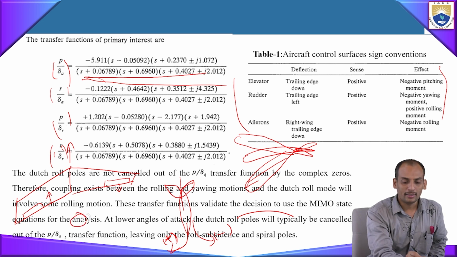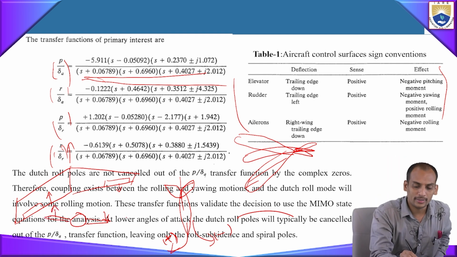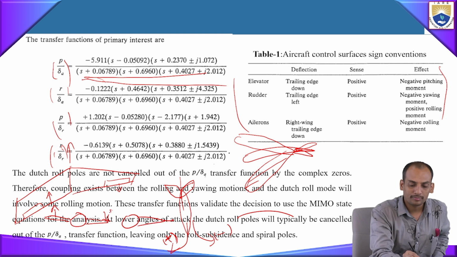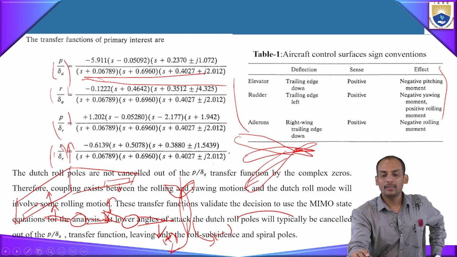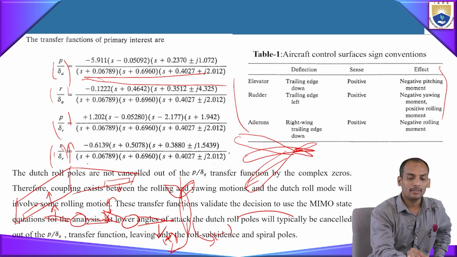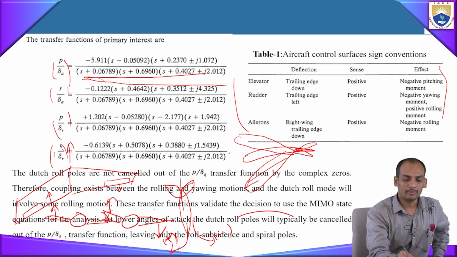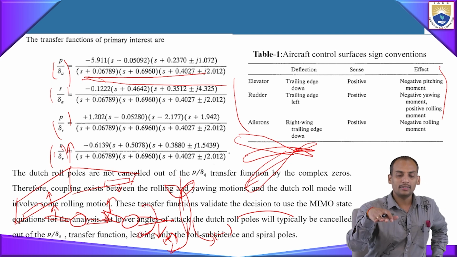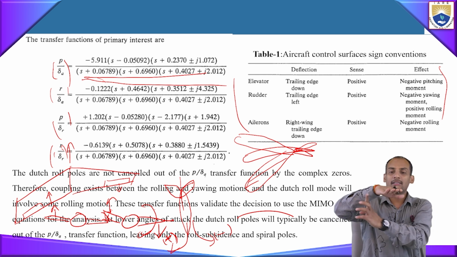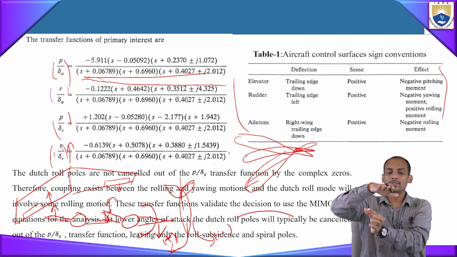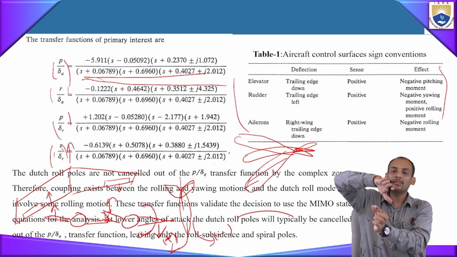Here the right wing will be downward and the left wing will be upward. So if the right wing is downward and the left wing is upward, due to that there is a negative rolling moment. If this is the right wing and this is the left wing, the right wing is down, which means suddenly it will bank like that.